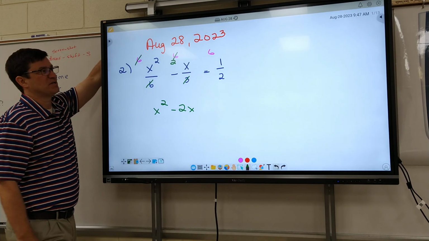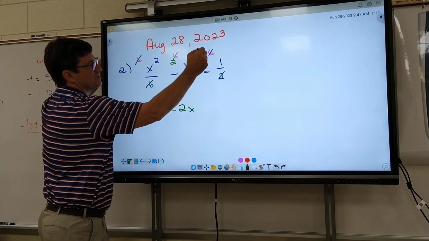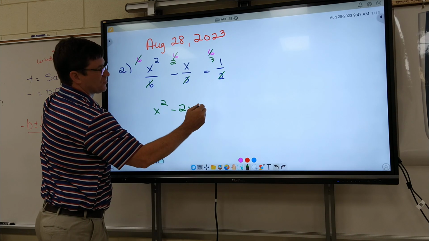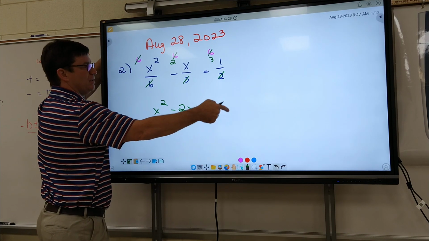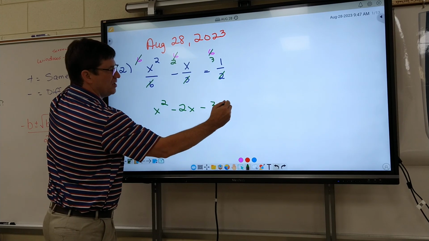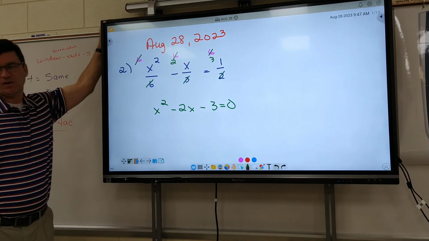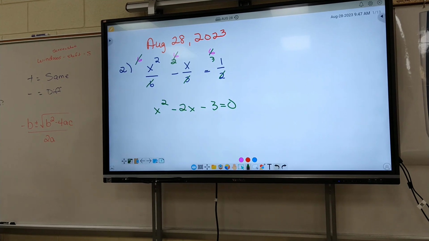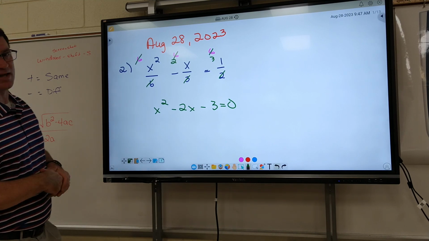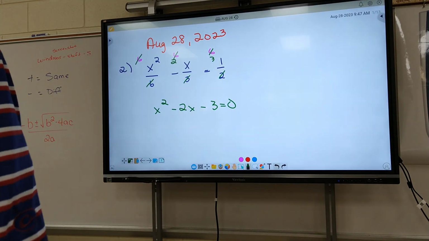All right, last fraction. How many times will 2 go into 6? 3 times 1 is 3. So I got equals 3. Move it over here, make it a minus 3 equals 0. All right, so can I do quadratic formula on this problem? Yes. Yep, how do you know? You got x squared. So y'all do quadratic formula or factor it and get both answers. Go.